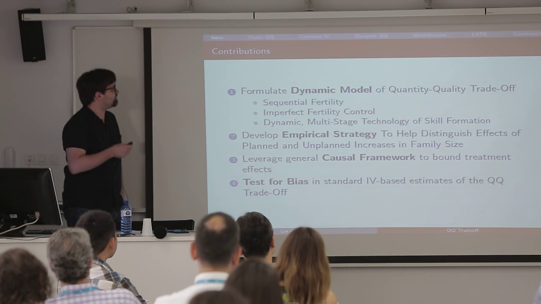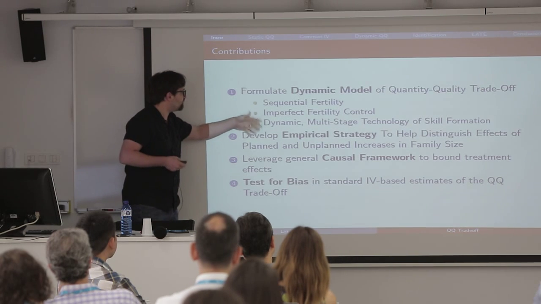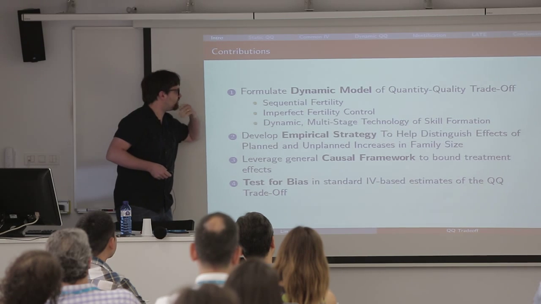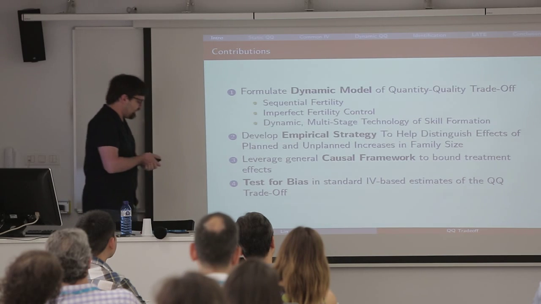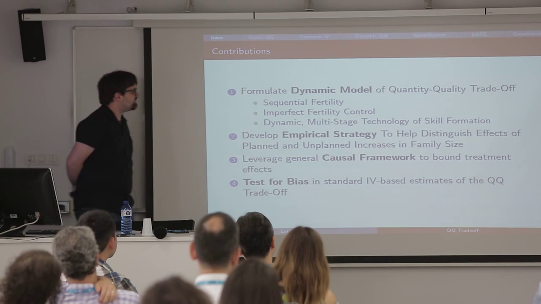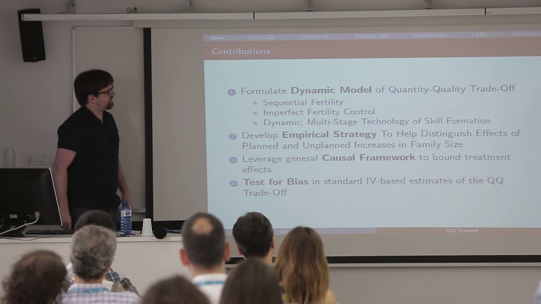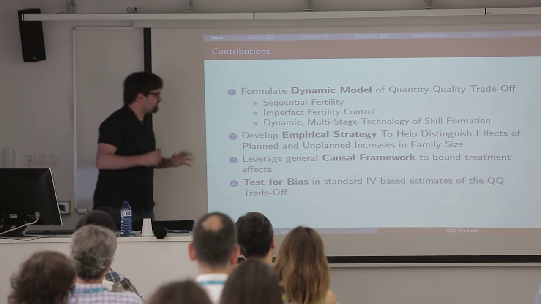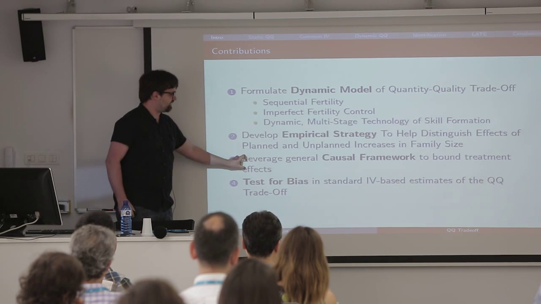So what are we going to do? The contribution is to formulate a dynamic model of quantity-quality trade-off with three features that you don't see often together: sequential fertility, imperfect fertility control, and a dynamic multi-stage technology of skill formation. We're going to develop an empirical strategy to distinguish these planned and unplanned effects of increases in family size. We are going to use some new developments in the study of causality, a very general causal framework to try to bound some of the treatment effects we are going to be looking at.